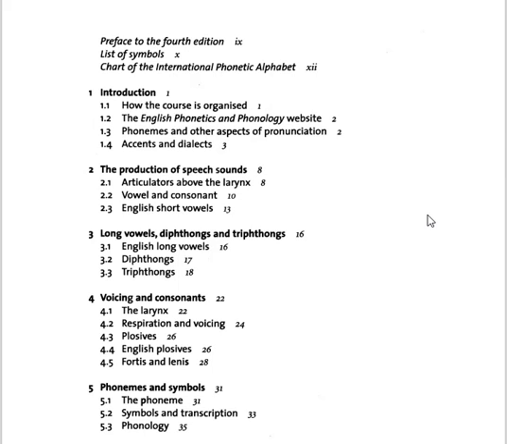As we spoke in the first lecture about the introduction, we covered how the course is organized, 1.2 the English phonetics and phonology website, 1.3 phonemes and other aspects of pronunciation, and 1.4 accents and dialects. And in the second lecture we spoke about the production of speech sounds: 2.1 articulators above the larynx, 2.2 vowels and consonants, and 2.3 English short vowels.